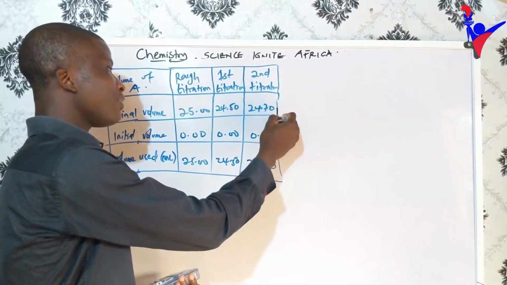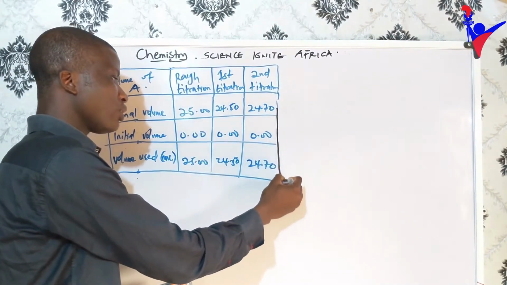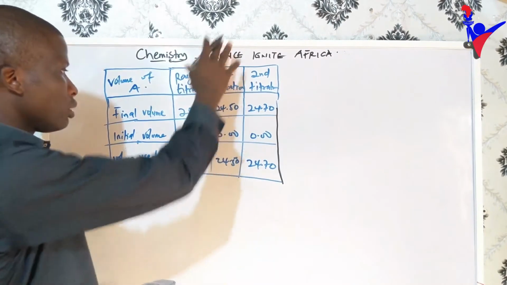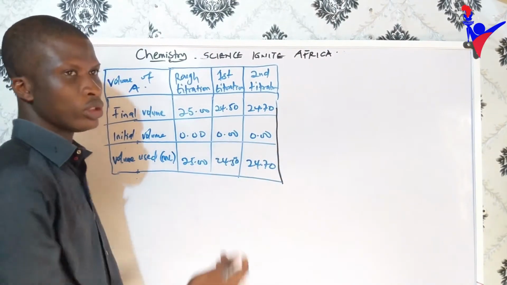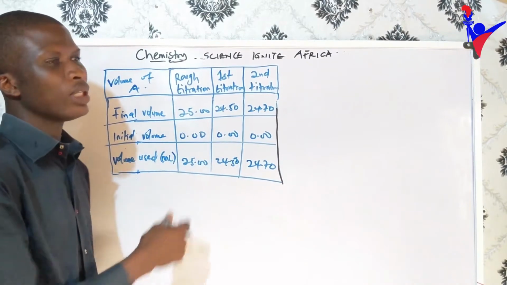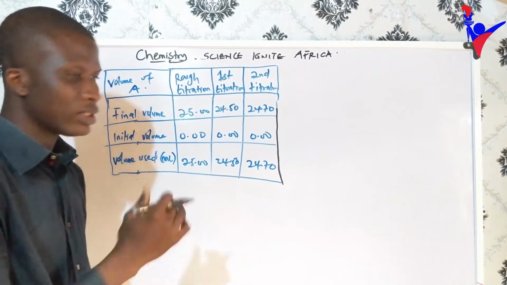We are not going to have the practical setup here, but let's assume you have carried out the titration in your laboratory. You are going to have this. How do you proceed from this juncture? That is where we are.